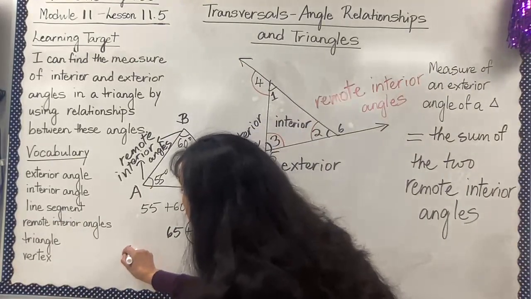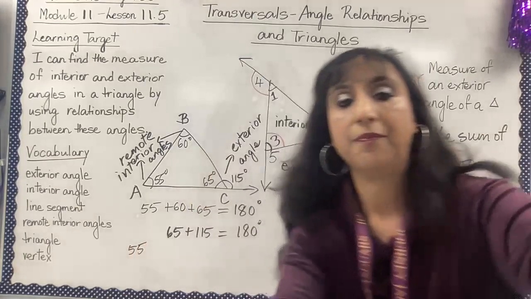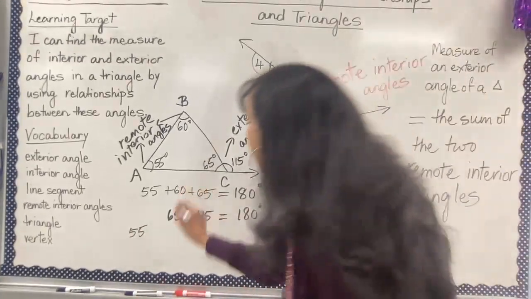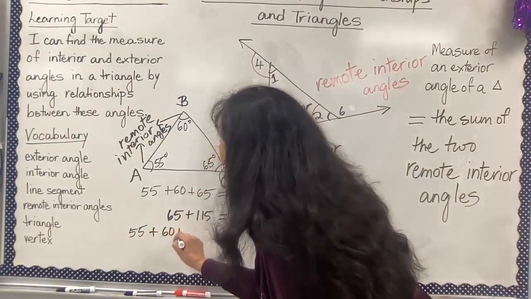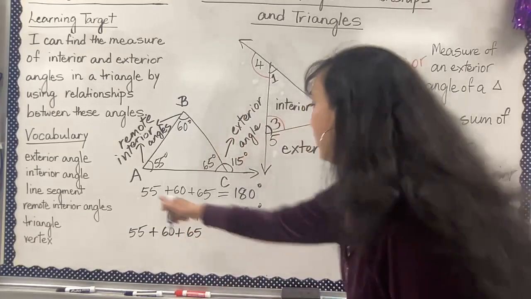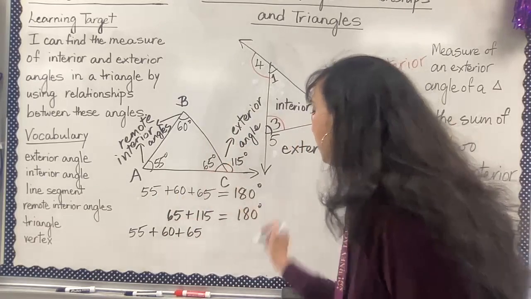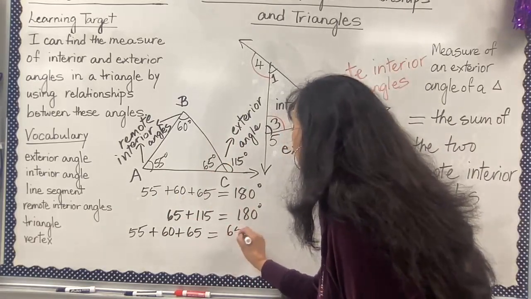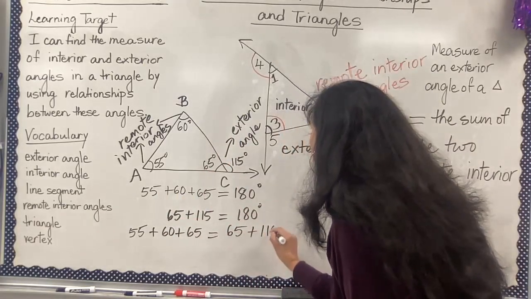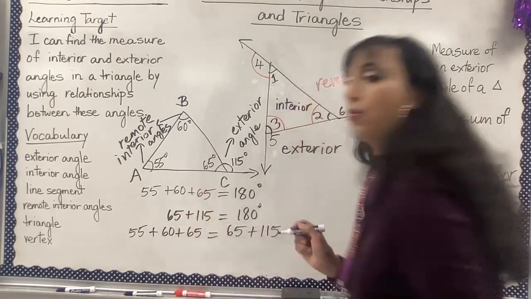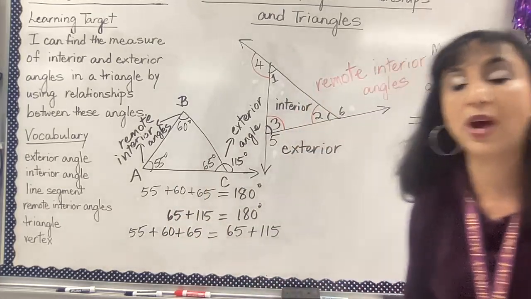So I have 55 plus 60 plus 65. This part is 180, right? But this is also 180, the supplementary. So this is equal to 65 plus 115, because both of these are equal to 180, right?